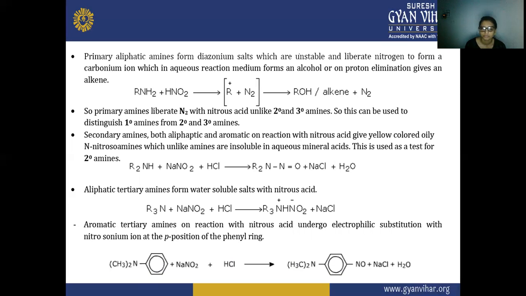So here you can see this aromatic tertiary amine reacting with nitrous acid and HCl. It undergoes an electrophilic substitution reaction with the nitrosonium ion at the para position. So the nitrosonium ion is attached to the para position of this phenyl group, and there is a formation of NaCl plus H2O.